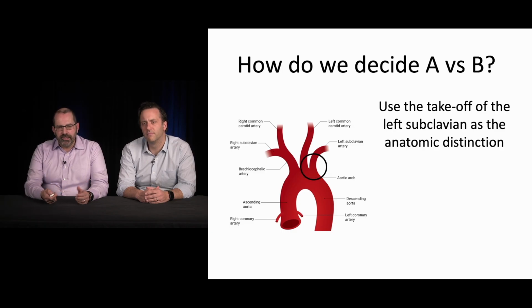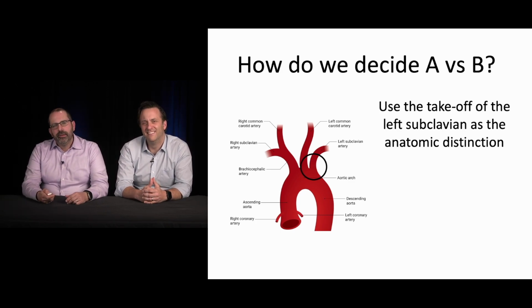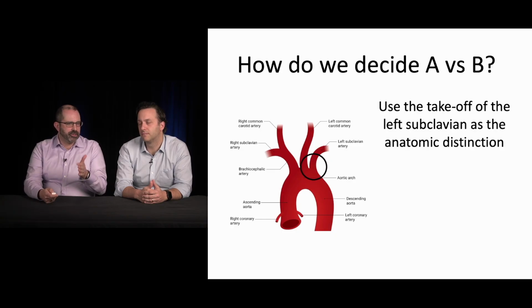There is this entity of an isolated arch dissection, and some people refer to it as a non-A, non-B dissection, but that's really beyond our scope. I'm still going to call the cardiothoracic surgeons on that. So again, takeoff of the left subclavian is sort of the cut point there.